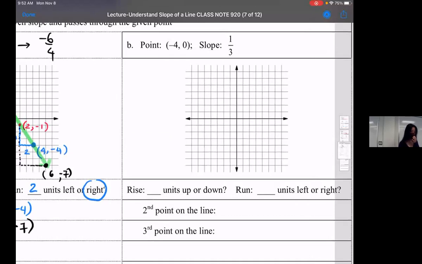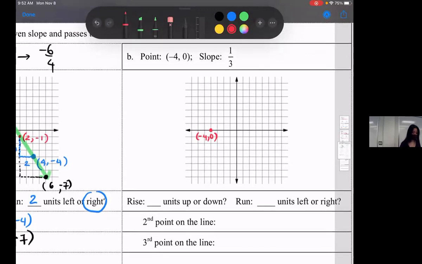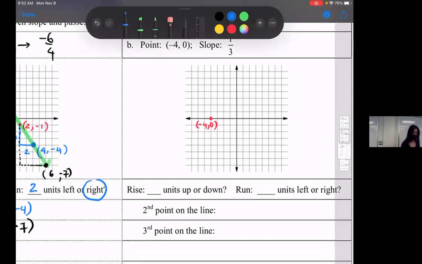So same thing, they give you a point and a slope. The point is -4, 0. This is plotted out. What's -4, 0 called again? Do you remember? I keep asking you this. Yeah, the x-intercept. And then the slope is 1/3. So what does that mean? You rise 1 unit, up or down? Up, and then run 3 to the right. Always run to the right, so you don't have to remember much.